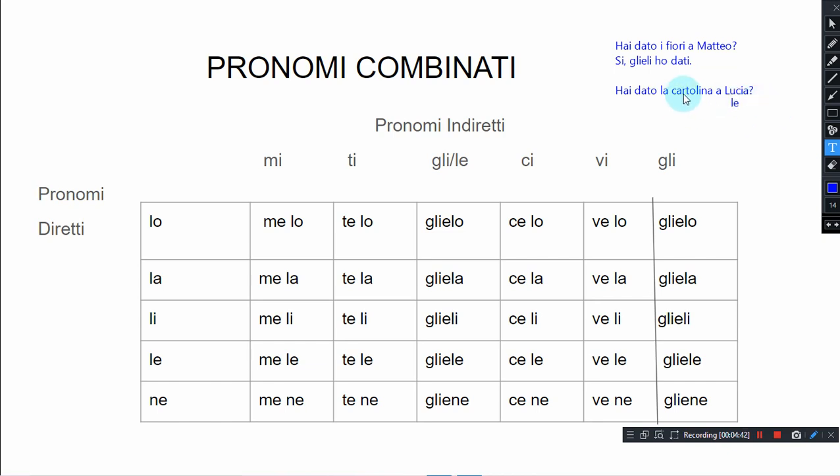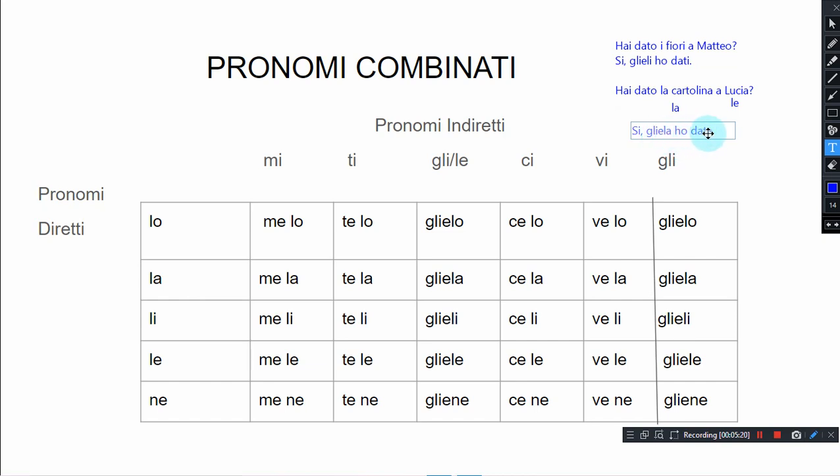And for la cartolina, the direct object pronoun for this word is la, because it's a noun of feminine gender and singular. That's why we use la. And for Lucia, a feminine name, we use le. But when we use them as a combined pronoun in the answer, they become, for instance, sì, gliel'ho data.